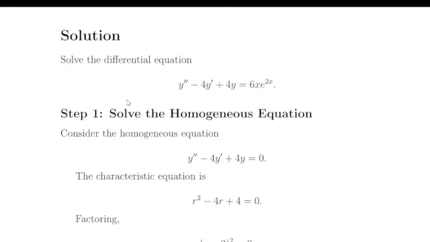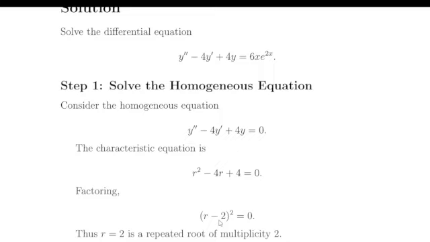In this video, we want to solve a differential equation y double prime minus 4y prime plus 4y equals 6x e to the 2x. Let's first solve the homogeneous equation, setting the right hand side equal to 0. We can write the characteristic equation as r squared minus 4r plus 4 equals 0.